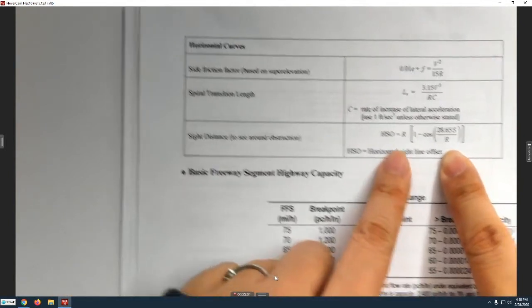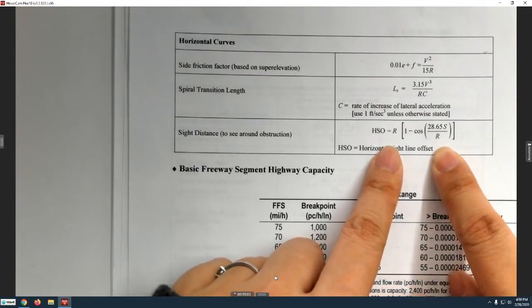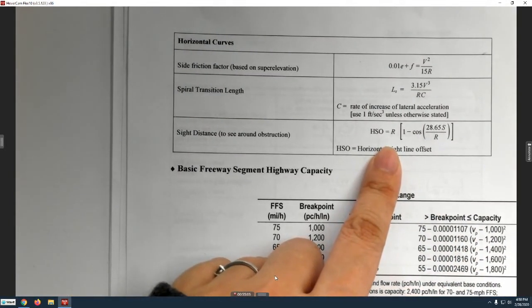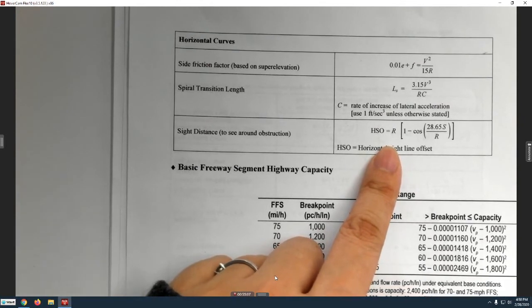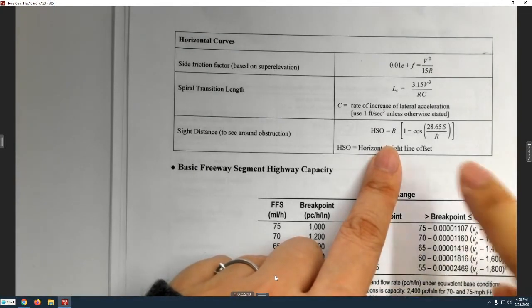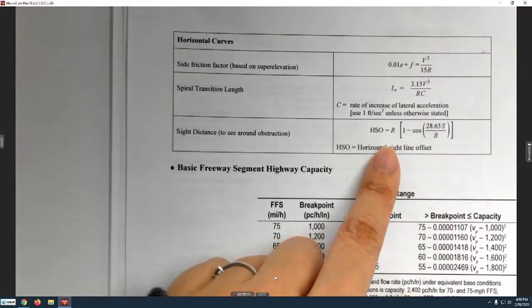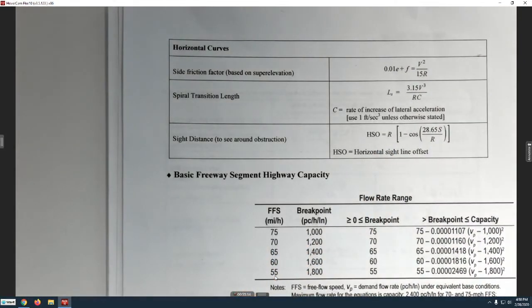Sight distance, this one might be more important. This is to make sure nothing blocks the curve, so you cannot see the other side when you turn. Unfortunately, I don't see the test questions here, so just review these equations by yourself.